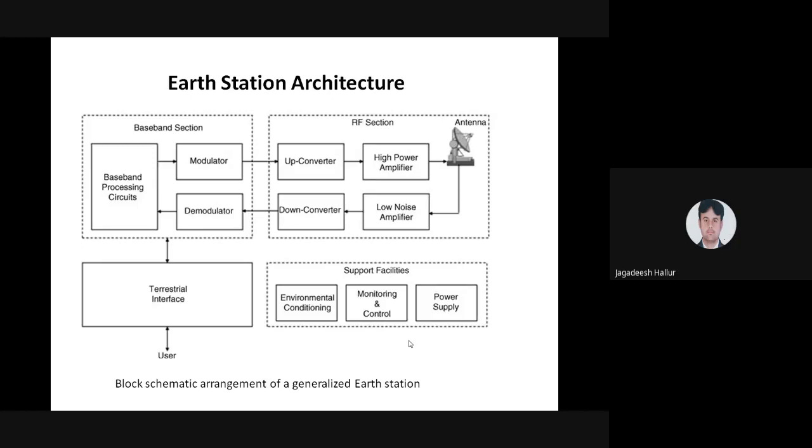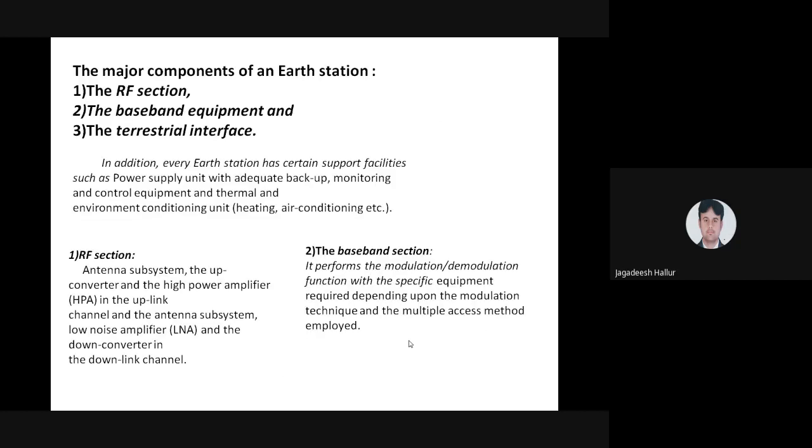So this is the Earth station architecture. Earth station architecture consists of mainly three blocks: one is the baseband section, one is the RF section, and one is supporting facilities. Similarly, the same explanation is here. The major components of an Earth station are the RF section, the baseband equipment, and the terrestrial interface.